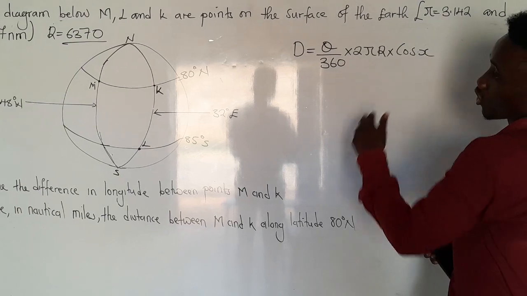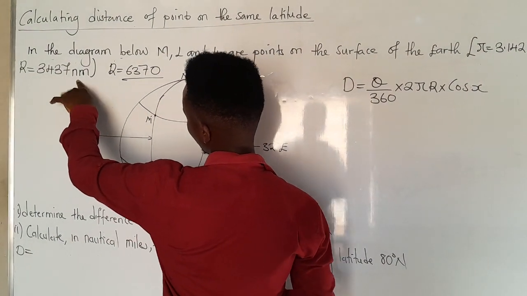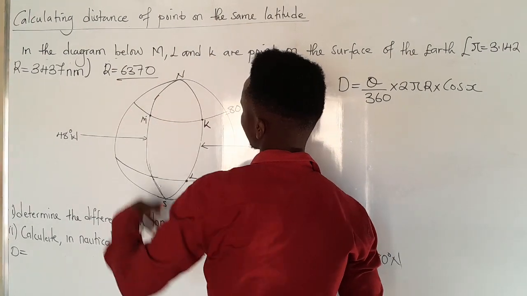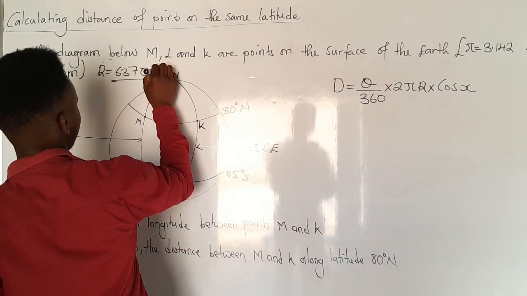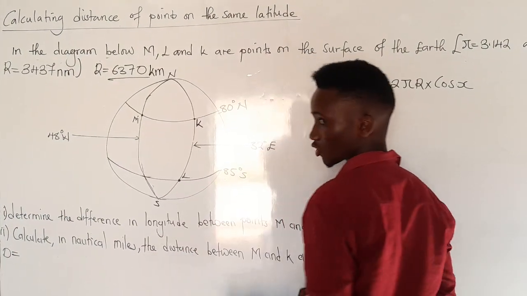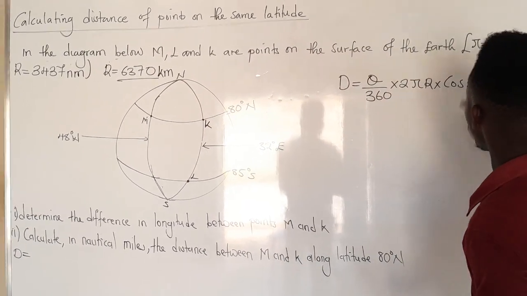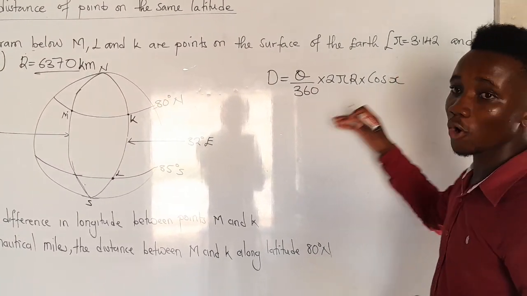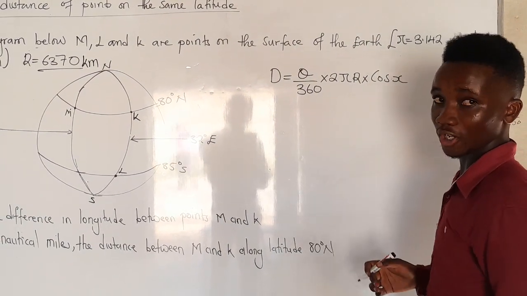Our R is always given in the exam. So you may be given 3437, which is nautical miles, or 6370, which is kilometers, depending on what they want you to calculate. Are they asking for the distance in nautical miles, or do they want the distance in kilometers? So they'll give you the radius. Pi is 3.142. Alright, cos is there on the calculator. I'll show you how to use it.